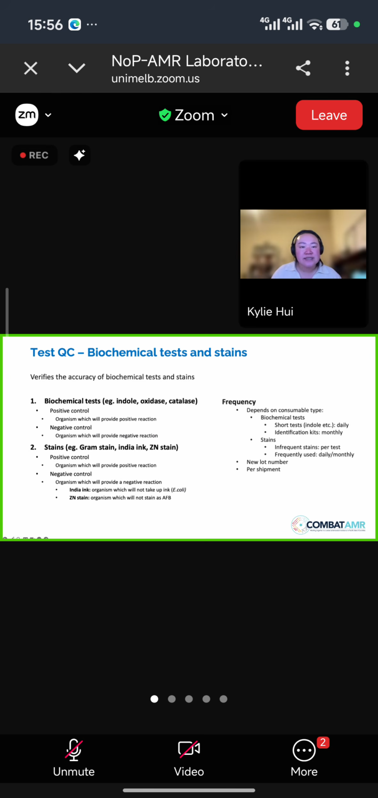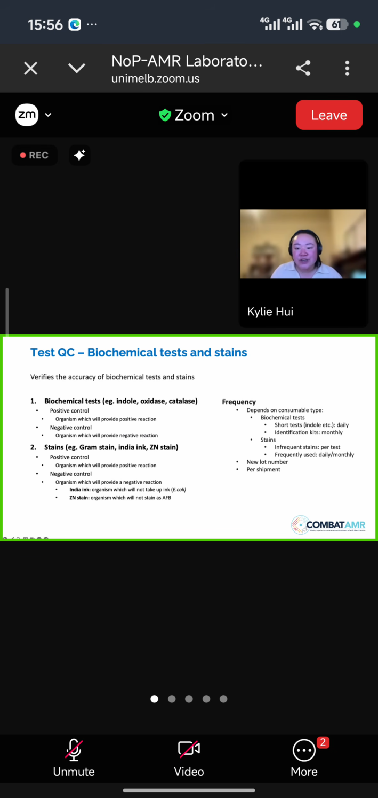An internal assessment would be things like procedural assessments. So ensuring that people are compliant with how we're reading our plates or how long we're keeping things for. So a little bit different, but very similar in a way. Both are assessing the laboratory.